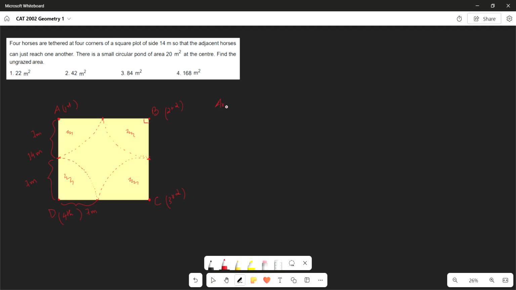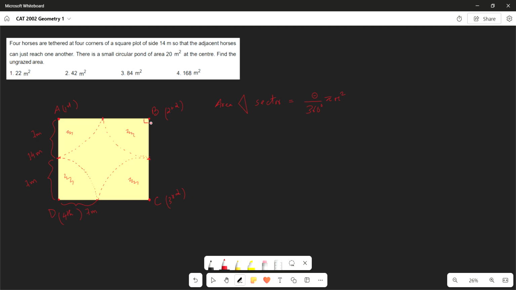So the area of a sector is given by theta, the central angle, divided by 360 degrees, times pi r square, where r is the radius of the circle.